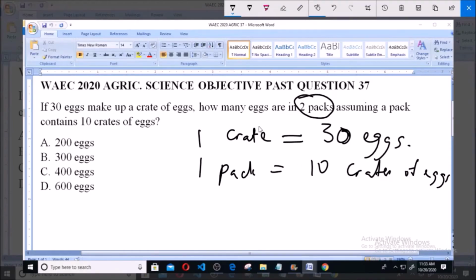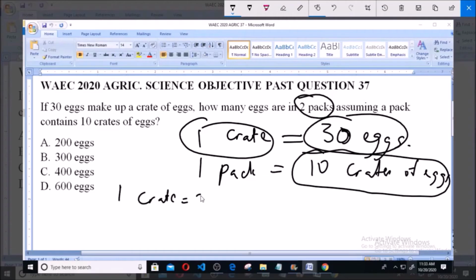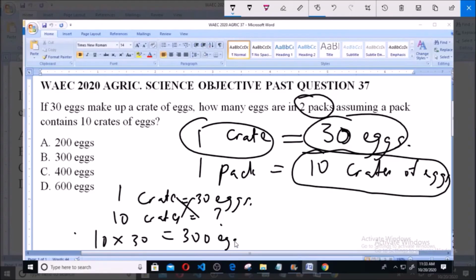Now, we have been told that 1 crate contains 30 eggs. So first we'll get how many eggs are contained in 10 crates. If 1 crate contains 30 eggs, 10 crates will contain how many eggs? If you cross multiply that, 10 multiplied by 30 is equal to 300 eggs. So 10 crates of eggs will contain 300 eggs based on the values that have been given to us.